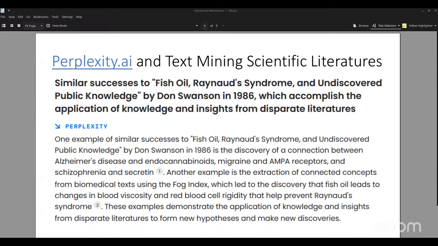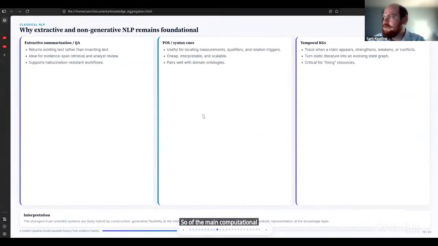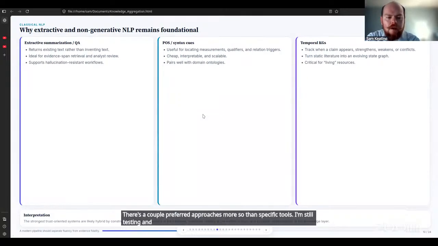So I have a question, Sam. You talked about representing knowledge as graphs. Do you have some preferred tools that you use to model knowledge as graphs? So of the main computational algorithmic approaches of interest, there's a couple preferred approaches more so than specific tools. I'm still testing and benchmarking a handful of the ones that I've had available.